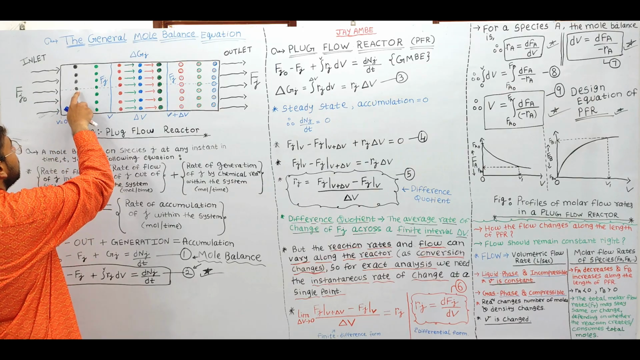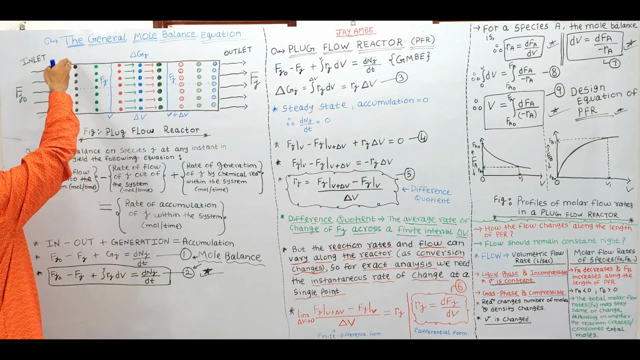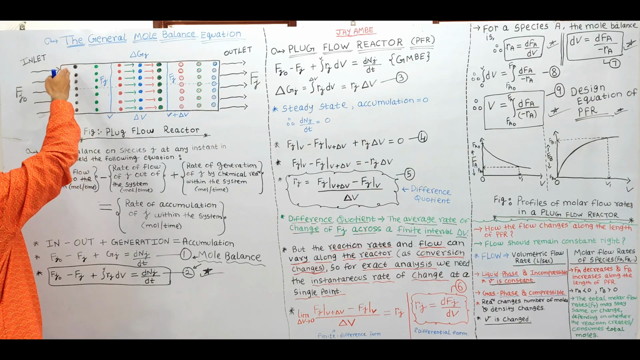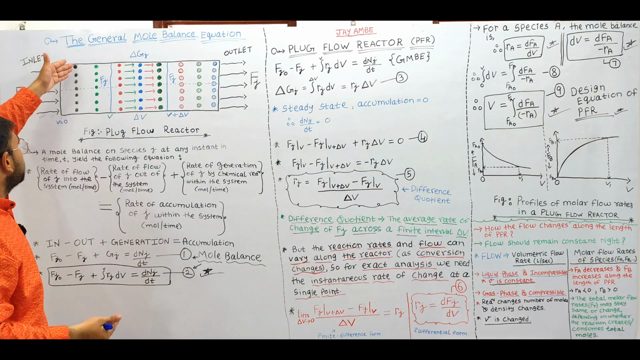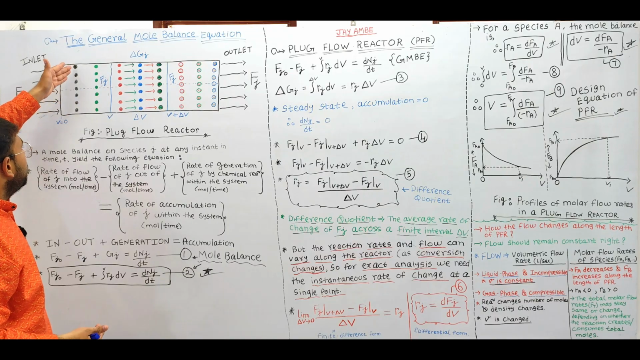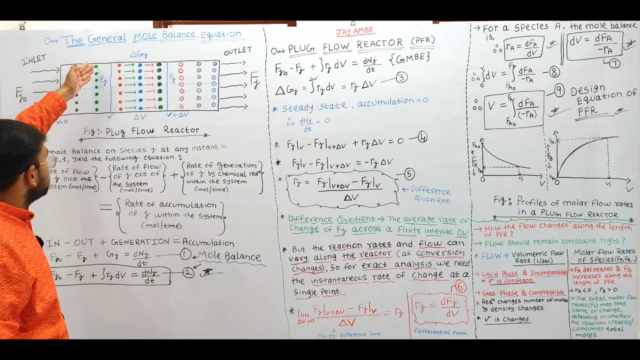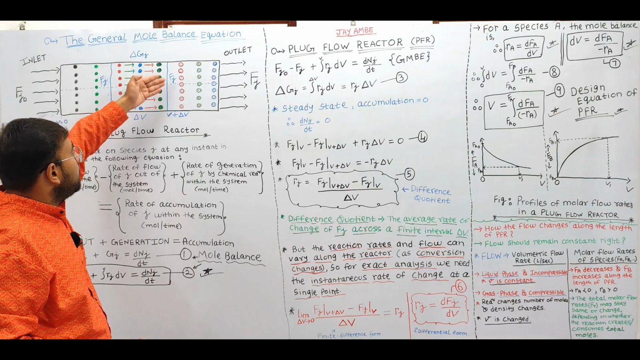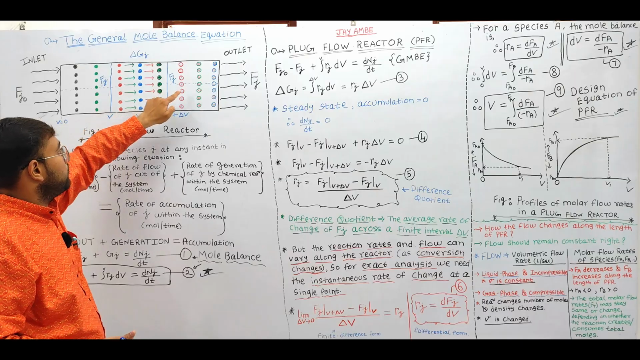So at this axial position, we will have uniform mixing in the cross section of the plug flow reactor. Due to the uniform mixing, we'll have uniform concentration throughout the radial direction, due to which at each and every axial position we will have uniform concentration, uniform temperature, and uniform rate of reaction with respect to each individual axial position, right?